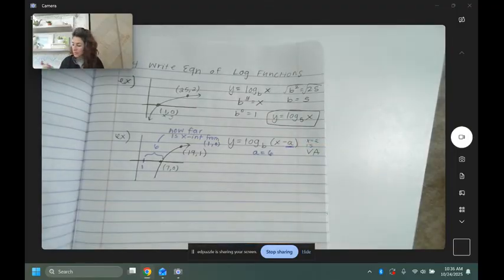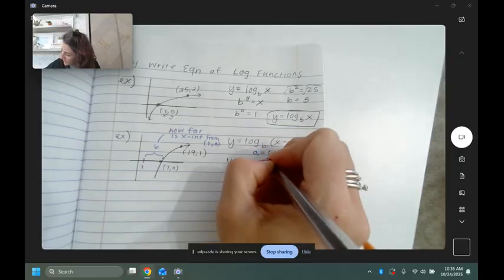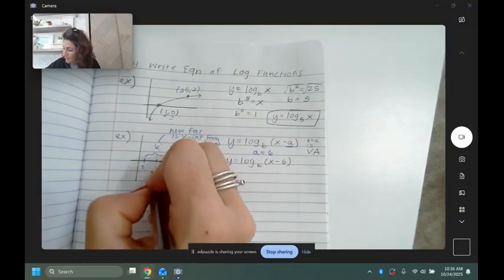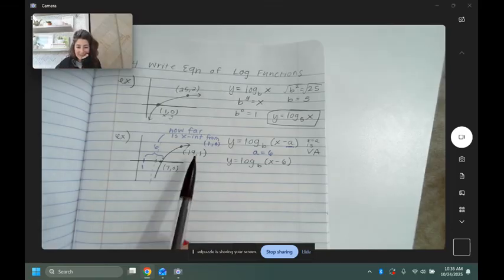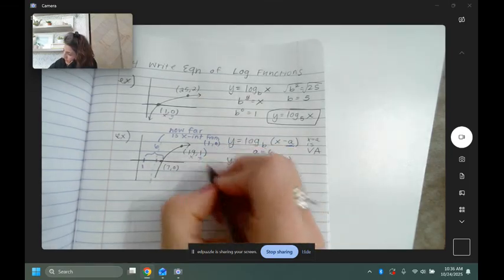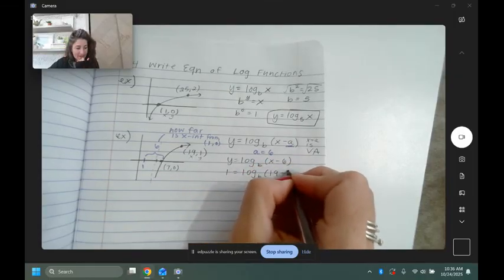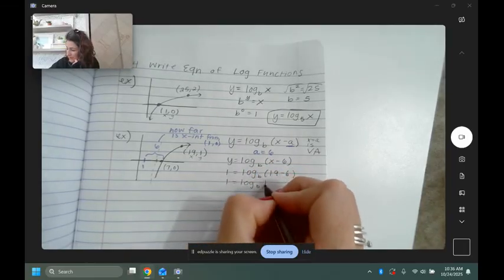All right, so then if I do plug that in, y equals log base b of x minus 6. So that means I have a vertical asymptote here at 6. So now let's plug in our x and y values. I'm going to plug in this (19, 1). So this is x, this is y. 1 equals log base b of 19 minus 6. 19 minus 6 is 13. Log base b of 13.